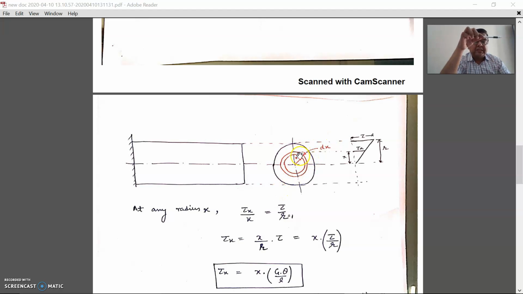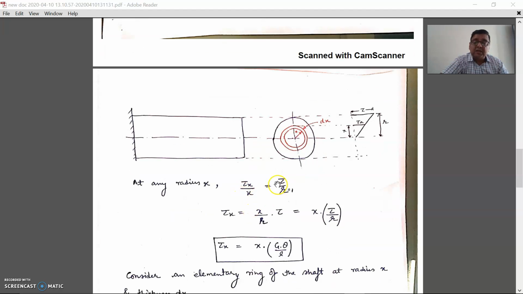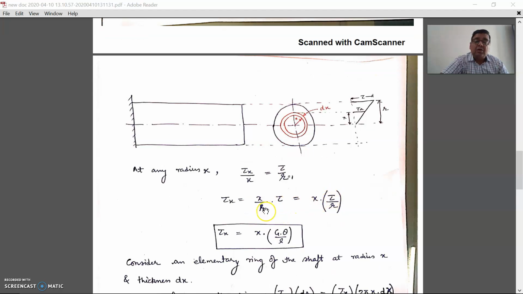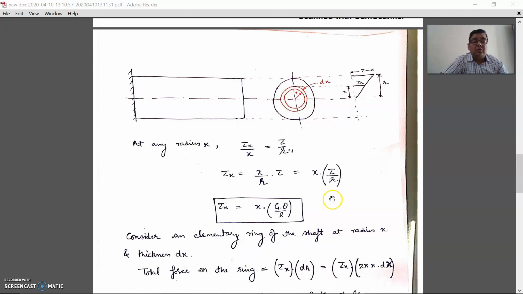For that purpose, across any cross section of the shaft, this is the shaft and this is just any cross section of it, I have taken one very small ring at radius x, and the thickness of this ring is dx. As I already know from my last derivation, tau x upon x is equal to tau by r, or tau x is equal to x by r multiplied by tau, and tau by r is equal to G theta by L, right?